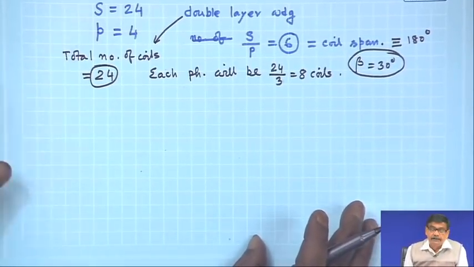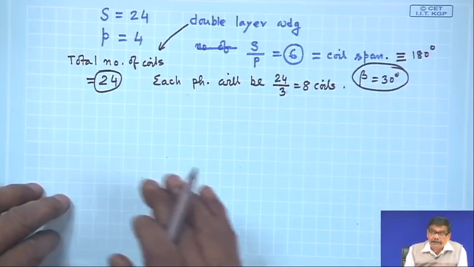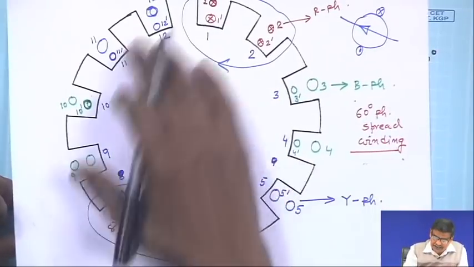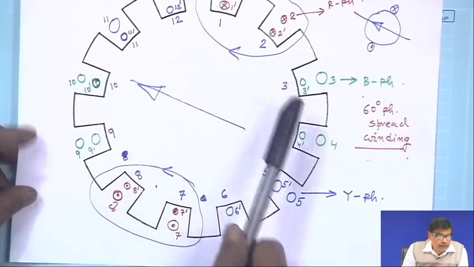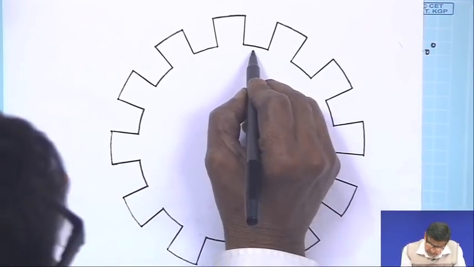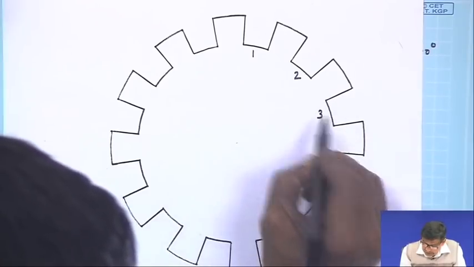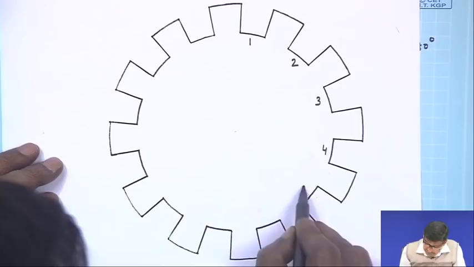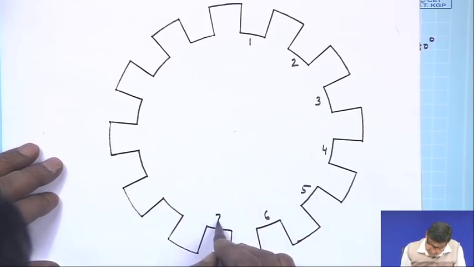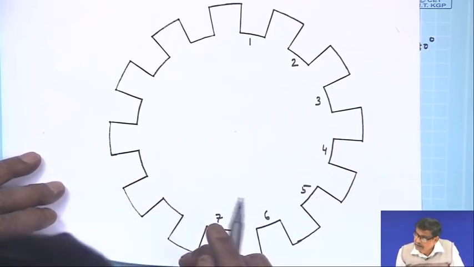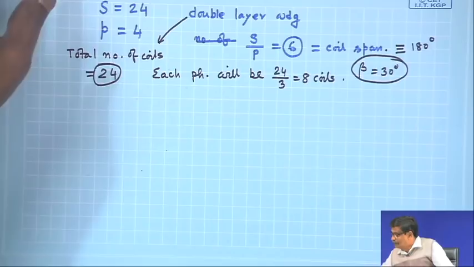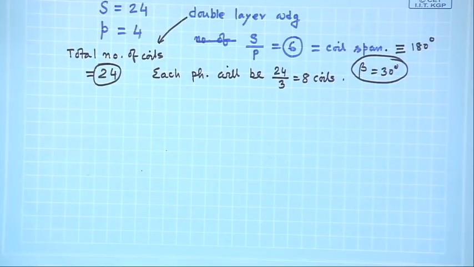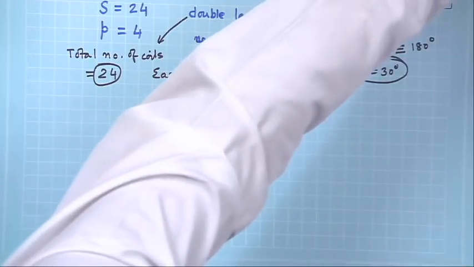Achha. Now, I will start the winding. This time, first, what I will do is very simple. I will not first show these sections etcetera, but I know now it is 1, 2, 3, 4 up to 24. I will show this.